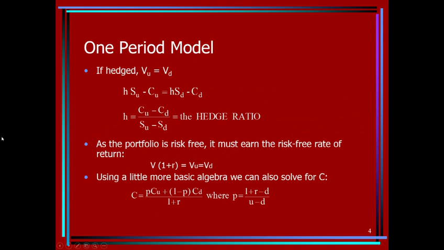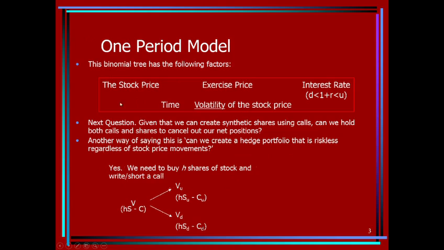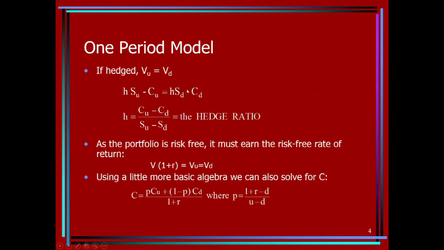And you can solve for H. Given that VU is equal to VD, and VU is equal to HSU minus CU, simply replace HSU minus CU into VU. You can solve for H, and H is given as CU minus CD over SU minus SD. So H here is the ratio in which you must hold your underlying and your options.